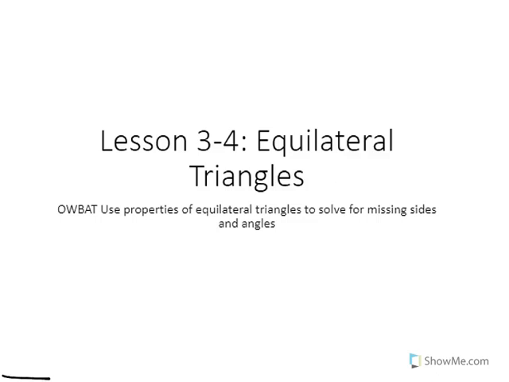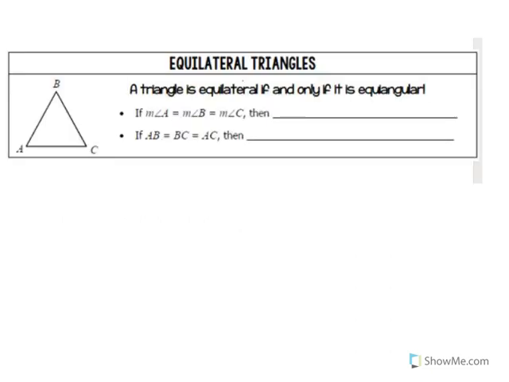Okay, we're moving on with lesson from Unit 3 and Lesson 4, so 3-4. And today we'll be talking about equilateral triangles. You're going to use properties of equilateral triangles to solve for missing sides and angles. So let's go ahead and move on in our discussion about equilateral triangles.